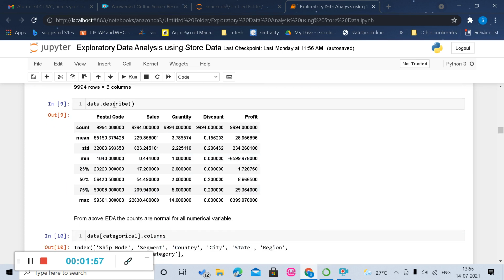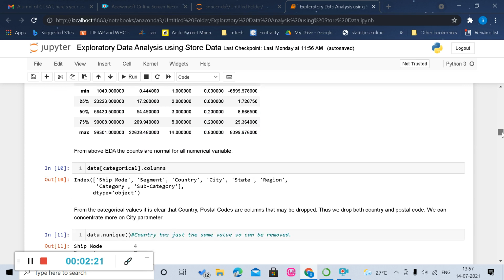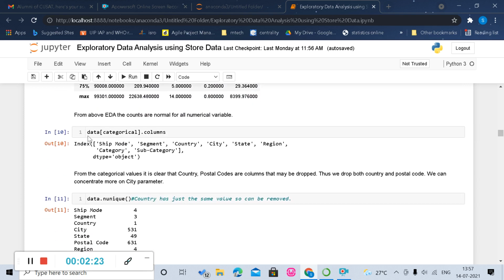Going to the next step, that is data.describe. This is the function which gives us a statistical idea about the given dataset. You can see the numerical data are considered here, and the mean value, the minimum value, the percentiles, the maximum value, etc. are analyzed here. Coming to the next step, the categorical values of the data are displayed here.